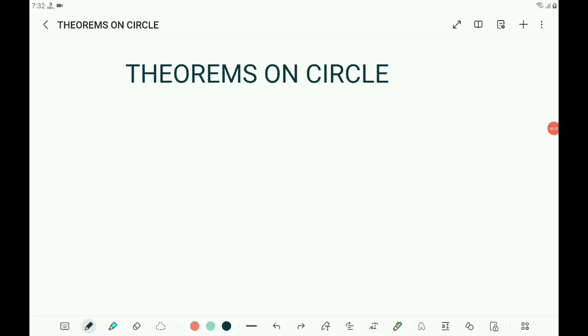Dear children, now let us discuss the statement and proof of the two theorems on circles. They are theorem number 10.1 and theorem number 10.2. What is the statement of theorem number 10.1? The tangent at any point of a circle is perpendicular to the radius through the point of contact.